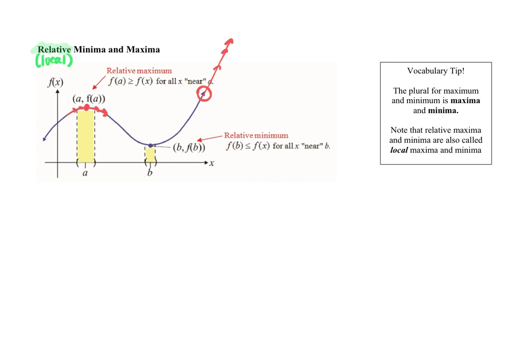Now let me break down the way this is mathematically written because I know that the symbols can be confusing. This says that f(a) is greater than or equal to f(x) for all x near a. So what does that mean? Basically, that means as long as I'm in this little neighborhood around x equals a, so we're only analyzing this little section of the graph, the y value here at f(a) is larger than the y values around it.